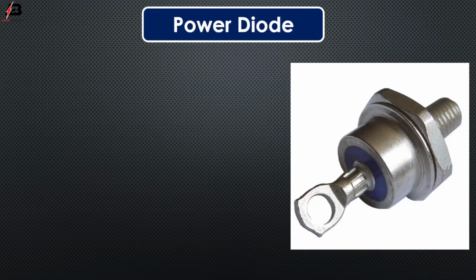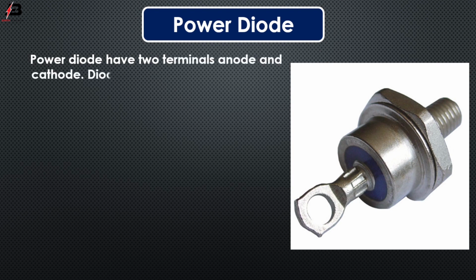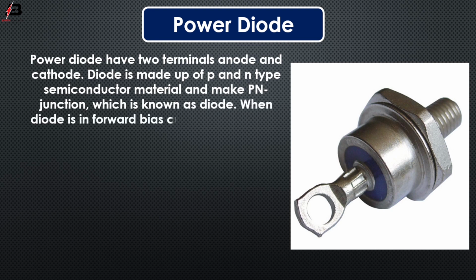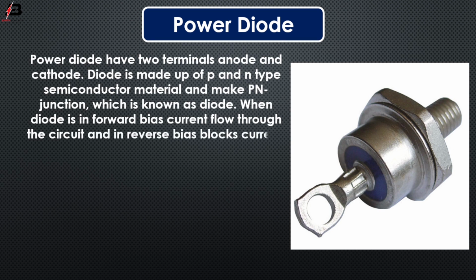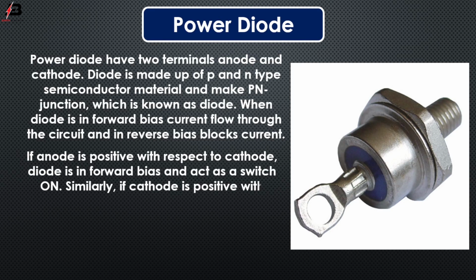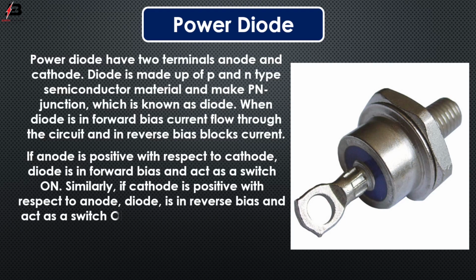Power diode. A power diode has two terminals, anode and cathode. A diode is made up of P and N type semiconductor materials that form a PN junction, which is known as a diode. When the diode is forward biased, current flows through the circuit, and in reverse bias it blocks current. If anode is positive with respect to cathode, the diode is forward biased and acts as a switch on. Similarly, if cathode is positive with respect to anode, the diode is reverse biased and acts as a switch off.